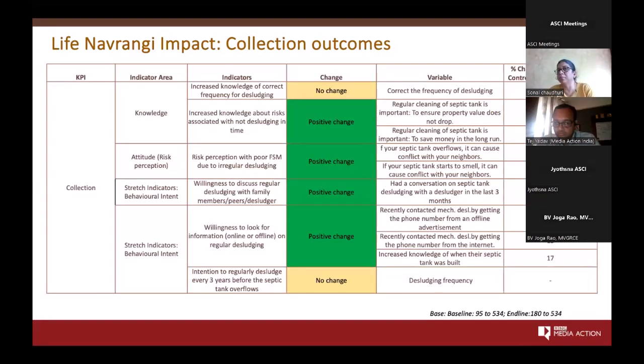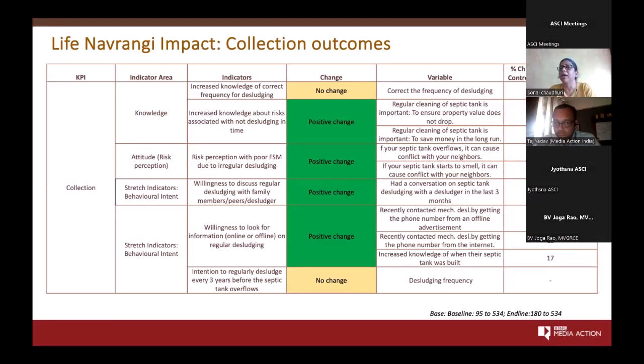So in this chart, you will see that we were able to make a positive change. We were able to significantly change many of the outcome indicators, except we were not able to increase knowledge of the correct frequency of desludging by that much. Although we did manage to reduce the time. Earlier people would say that it was 8 to 10 years. We managed to bring it down to 4 to 5 years of consideration, but not exactly once in 3 years. So that was one place where we were not able to make a change.